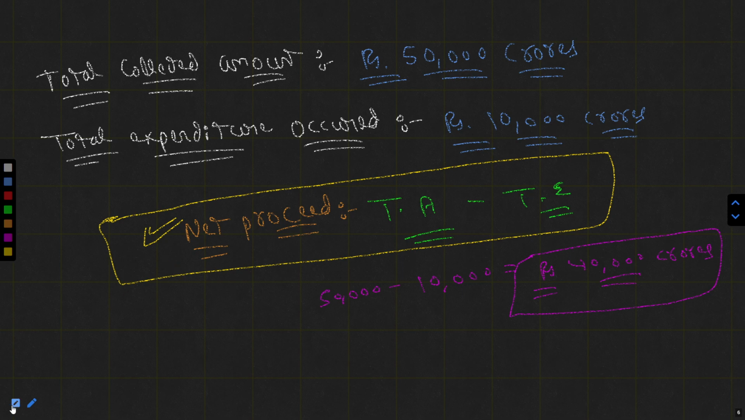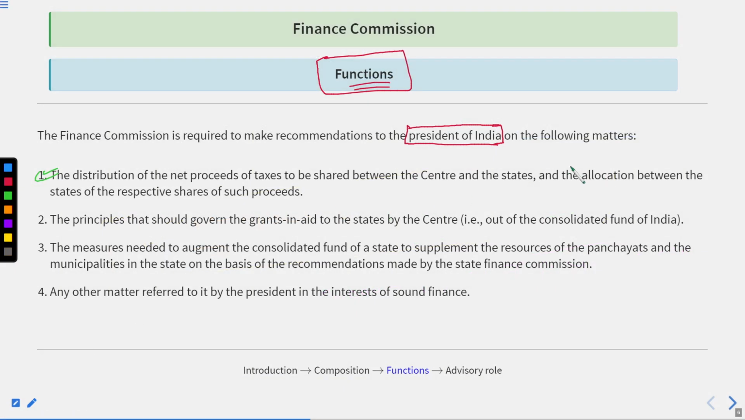And thereafter, the allocation between the states of the respective shares of such proceeds. We know that in India, we have 28 states. Okay. And every state has different financial needs. So how does the central government distribute the tax amongst the states? That is another area for review by the Finance Commission.